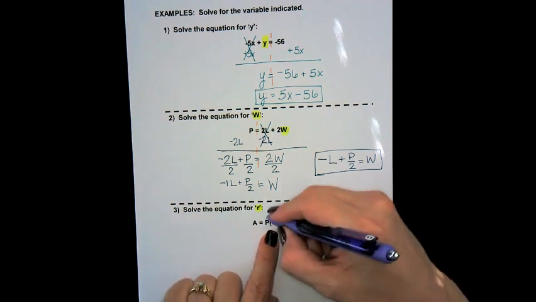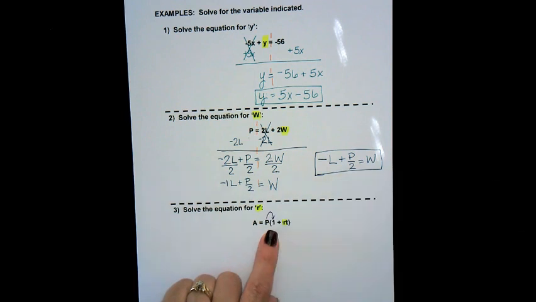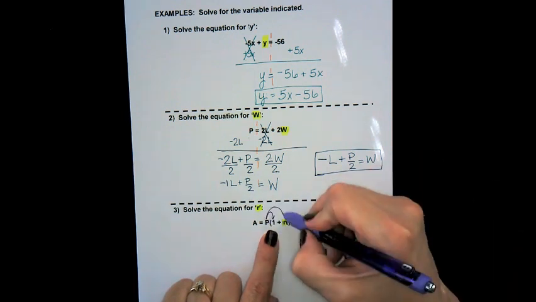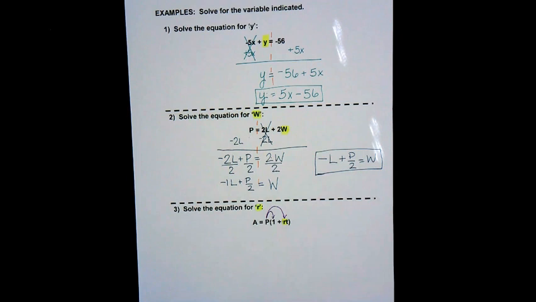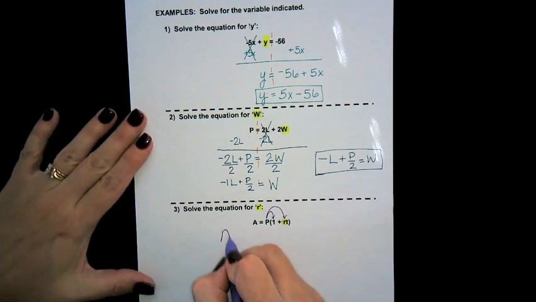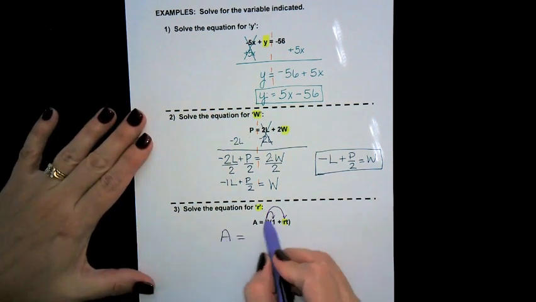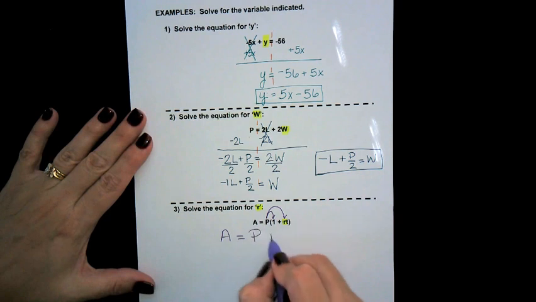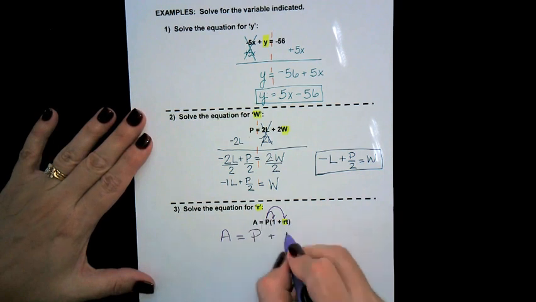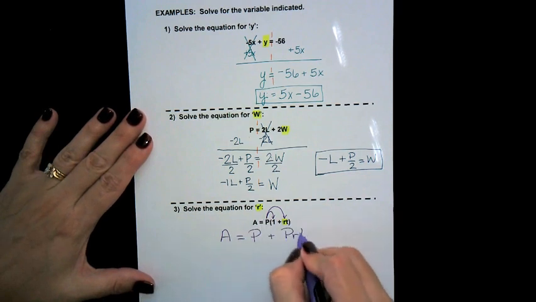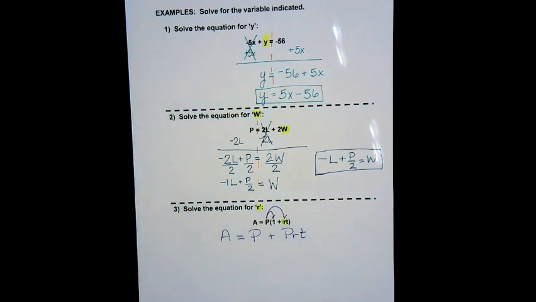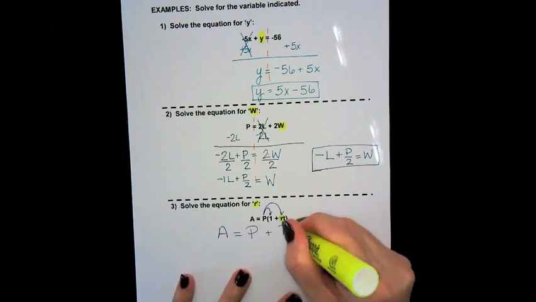I'm going to distribute the p to the 1, and I'm also going to distribute the p to the rt. So let's see what I get. I get a equals p times 1 is p. p times rt is prt. See how I just wrote them all together? Now, remember, we're trying to get the r by itself. So again, I'm going to highlight it.